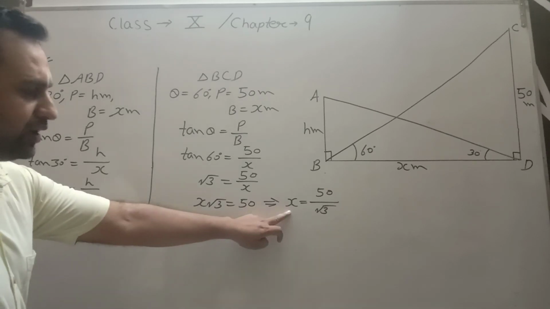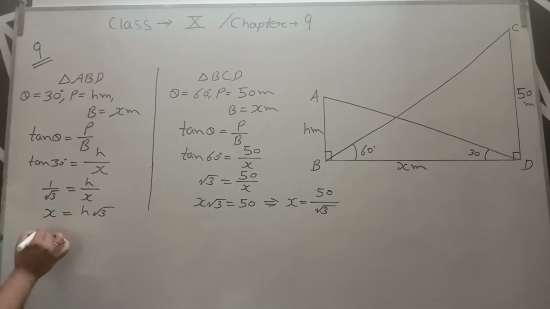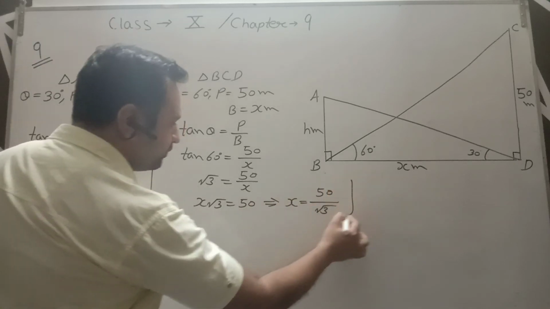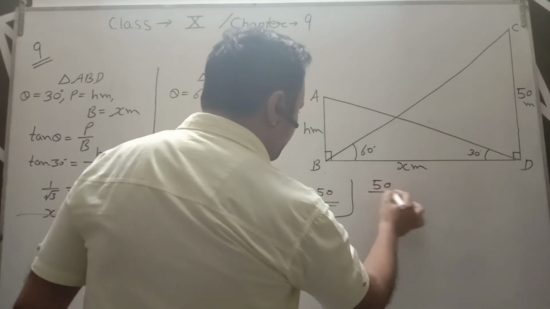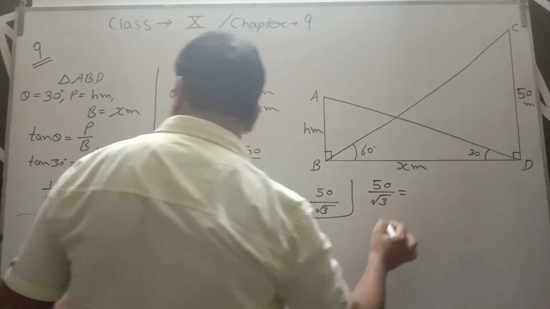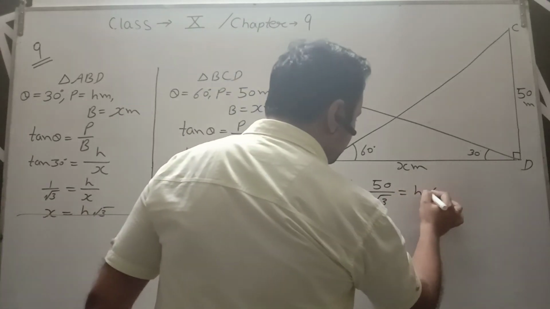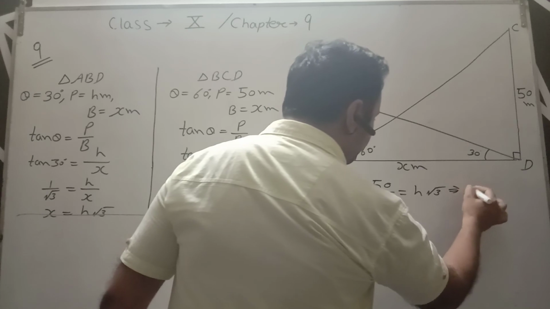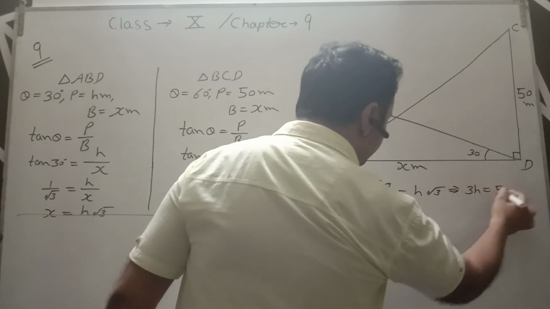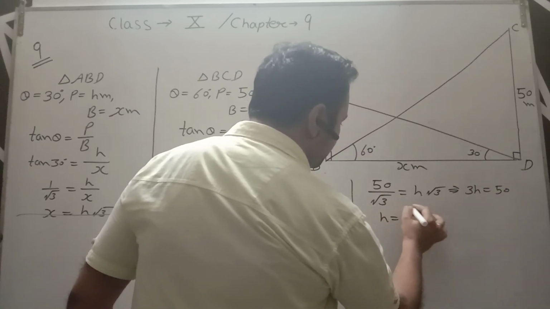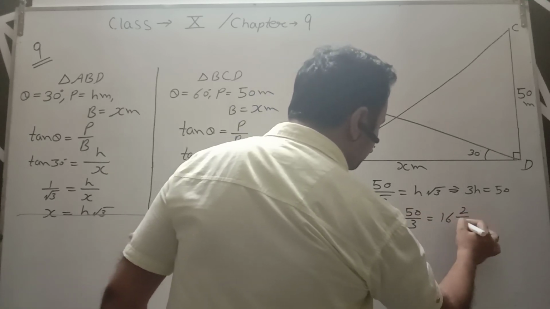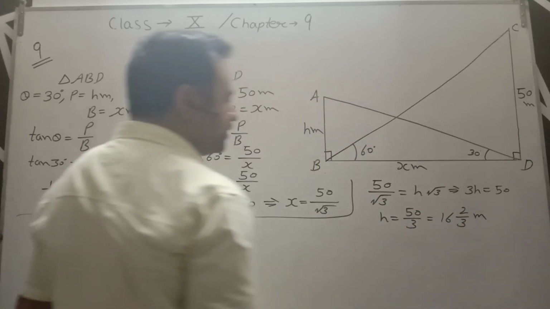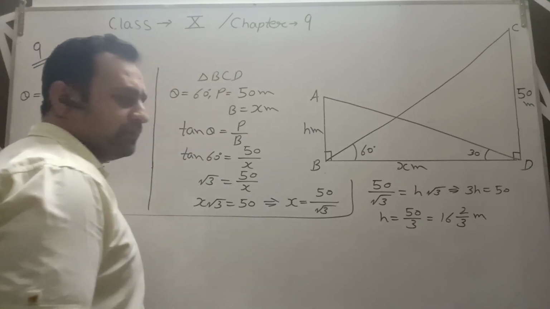Now we put the value of x and simplify. So 50 upon root 3 is equal to h root 3, and after cross multiplying, 3h is equal to 50. So h is equal to 50 upon 3. It means 16 and 2 upon 3 meter. So this is the height of the building.